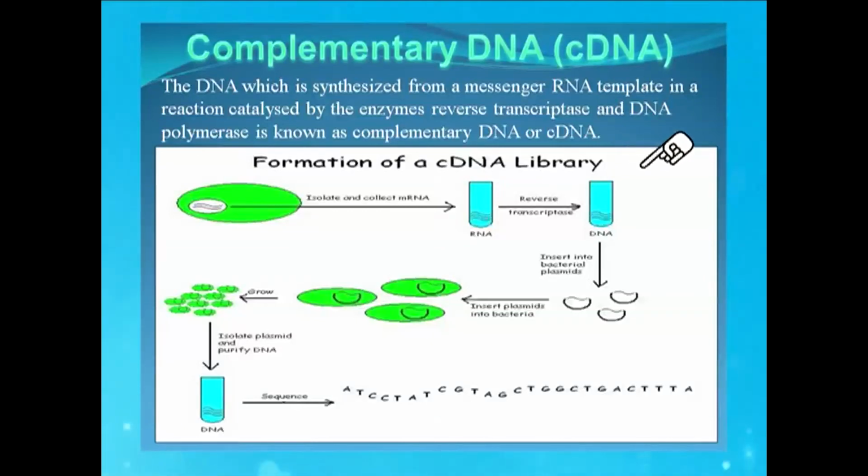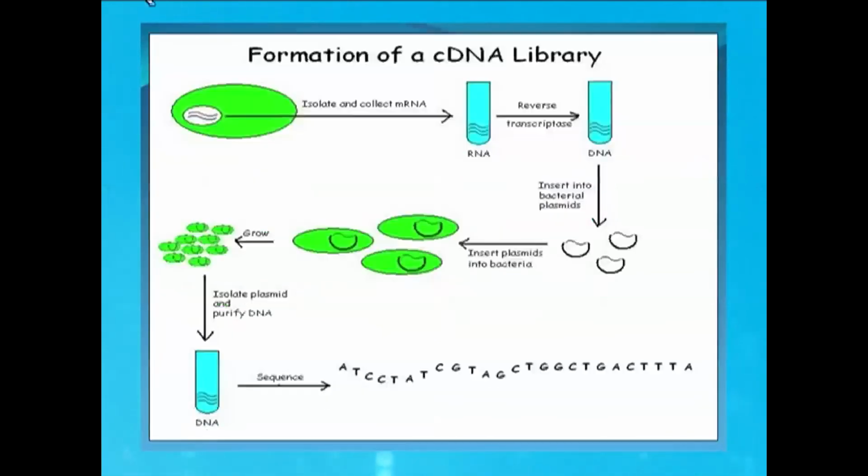This process shows how cDNA is formed in rDT. First, mRNA from a cell is isolated, and then with the help of the enzyme reverse transcriptase, cDNA from the mRNA is made. Then the DNA, that is the cDNA, is inserted into the plasmid. The plasmids are then transformed into bacterial cells and the bacterial cells are allowed to grow. The DNA can then again be isolated and sequenced.